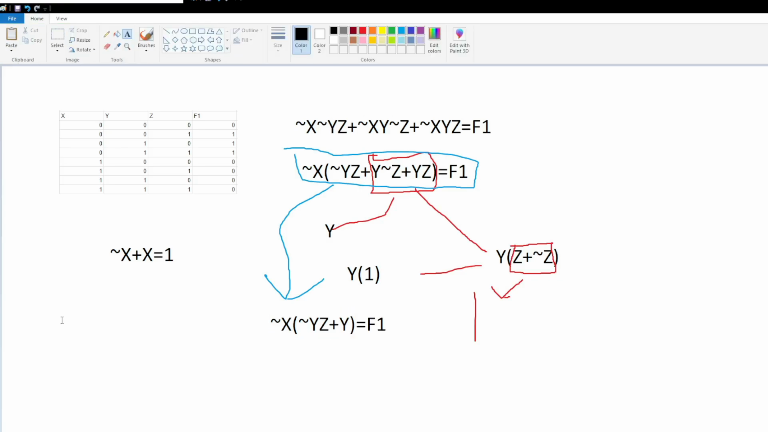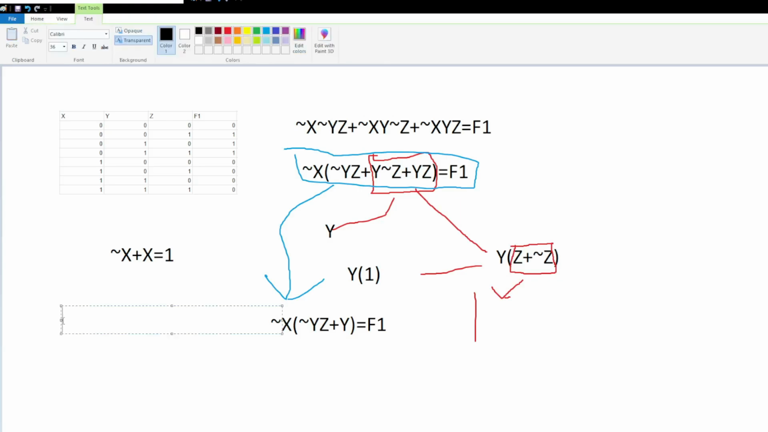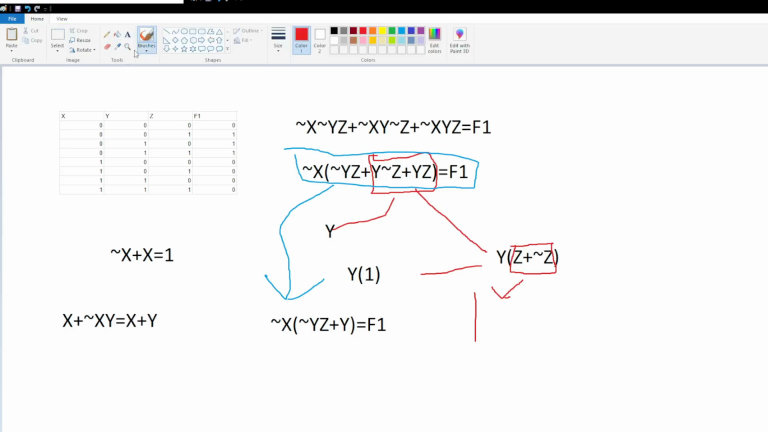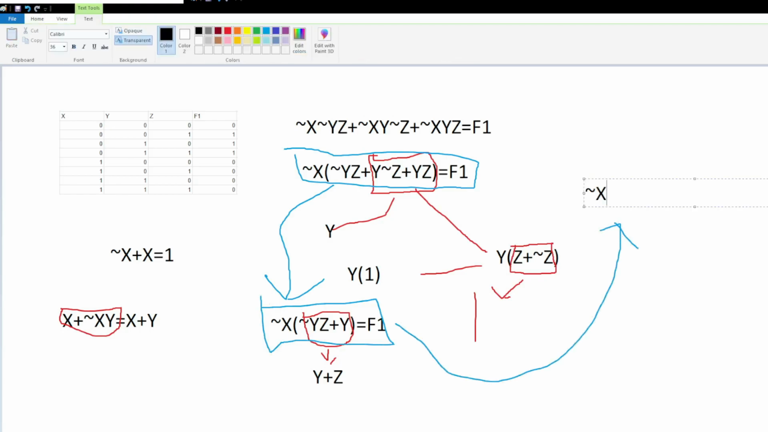Now the next theorem we're going to apply is the consensus theorem. The consensus theorem states that x plus not x y is equal to x plus y. Now, where do we see an eerily similar pattern to this? Well, we see it right here. If we just swap the y and the not y z around, we get the exact same pattern. So, this means that this inner function here can simplify to just y plus z, which means our entire function simplifies to not x times the sum of y plus z.